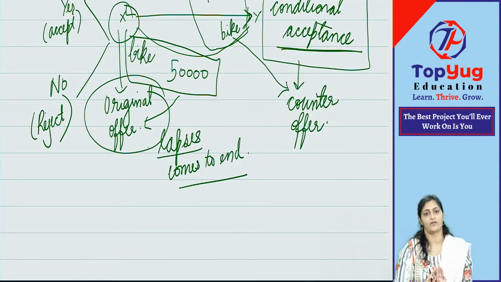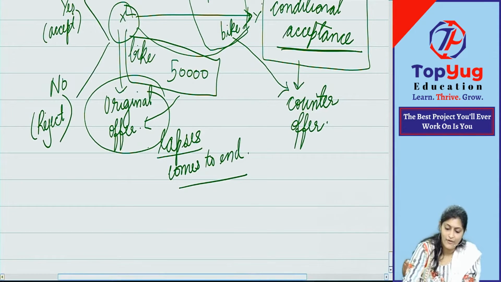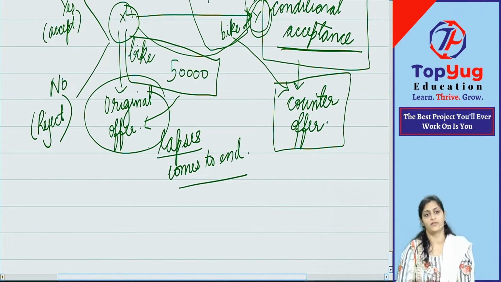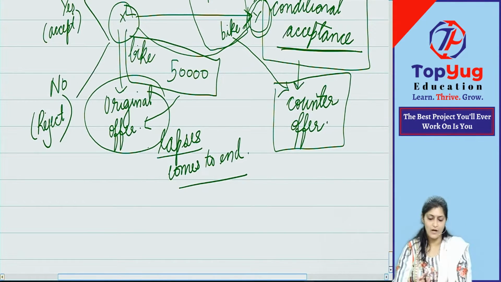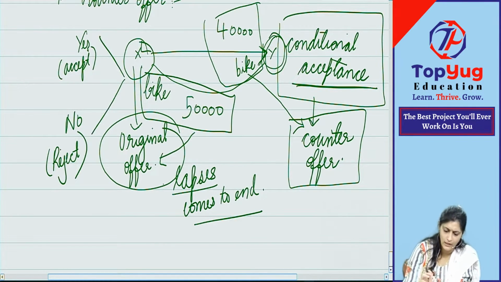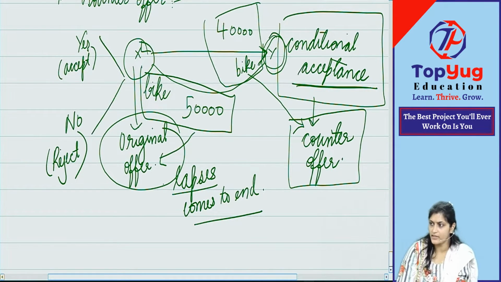I will not sell at 40,000. The choice of Y is no longer in existence because of what? Because of... understood. Now another situation. Listen to this. Now he gave the offer, he gave the counter offer. Now, who should make the choice? X should make the choice.